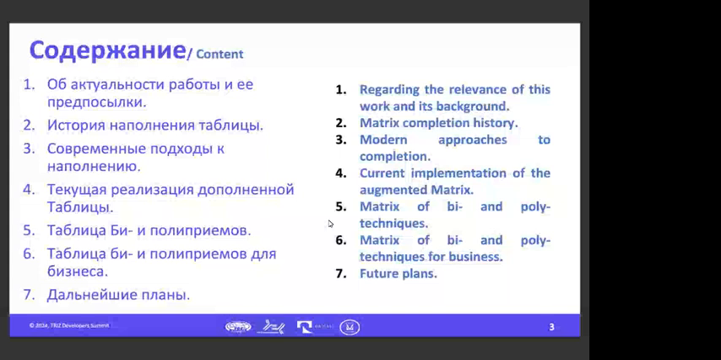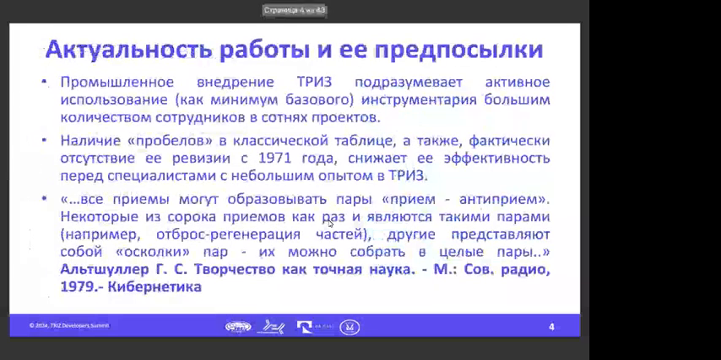Again, in this iteration of the work we were moving along the line, upgrading, advancing, and working to improve the tool that you know very well. I'd like to speak more about the relevance of this work and its prerequisites. First of all, which is more important in Rusal.